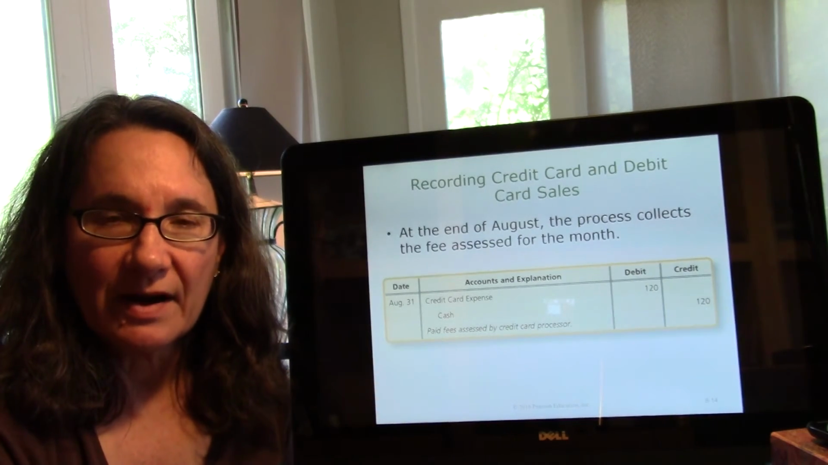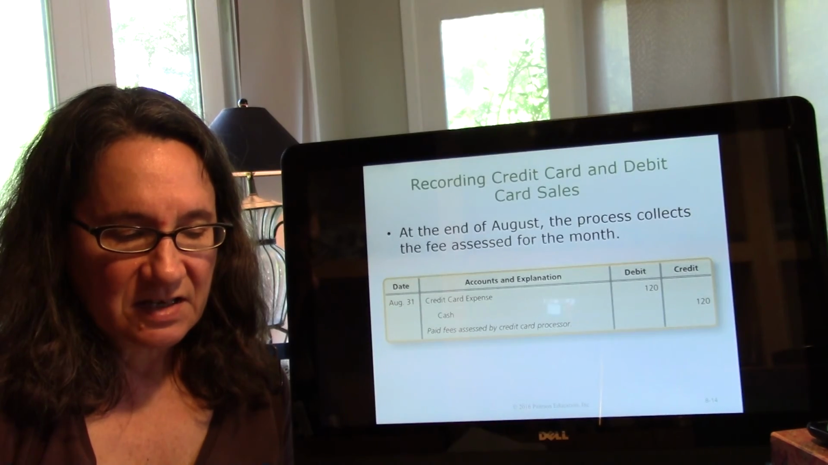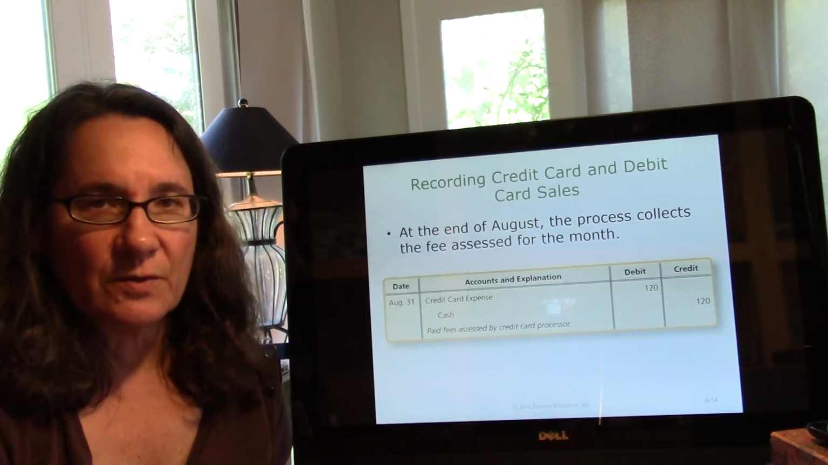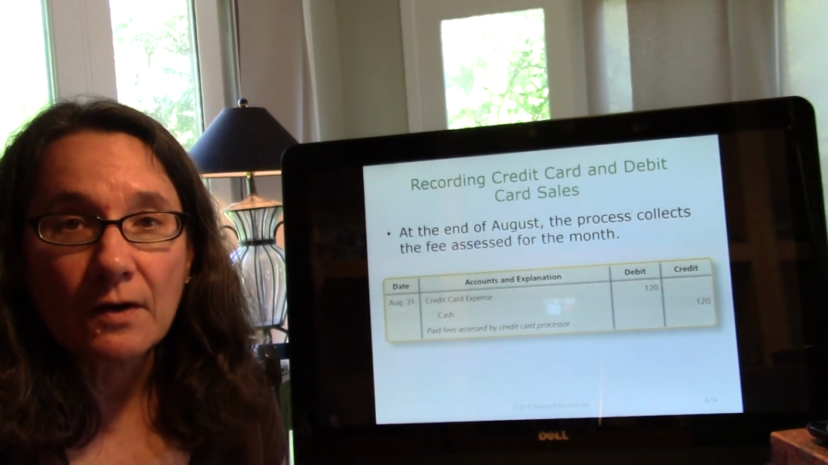All right, so we'll stop right here. We're going to continue on with the next learning objective, apply the direct write-off method. So that'll be the next video. Tune in for what happens when accounts go bad.